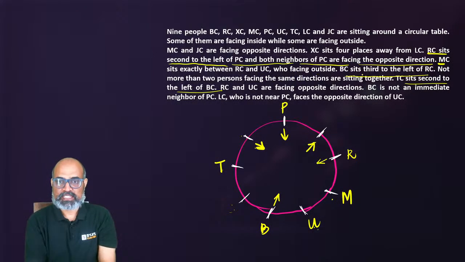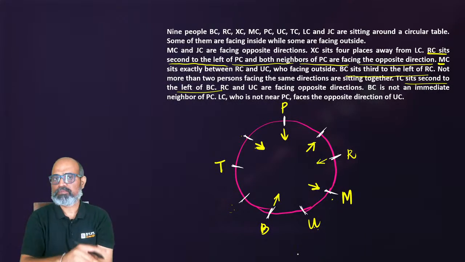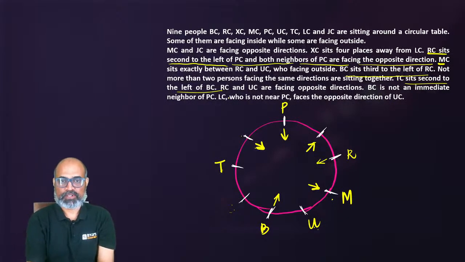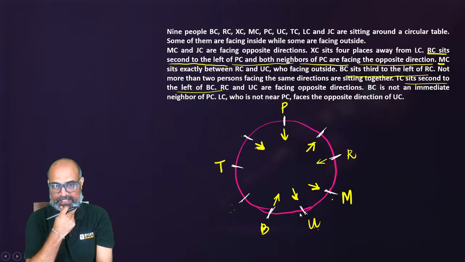M is facing outside. Fine, M is facing outside. No problem. We do not have 2 consecutive people facing in the same direction so far. Now, do we have any U? Okay, R and U are facing in the opposite direction. If R is facing inwards, he is facing outwards. Fine, 2 consecutive people.